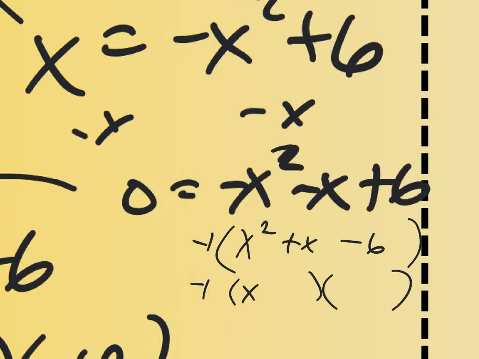And still 3 and 2 to make a 6. And then I just got to figure out which one in this case to make positive. This time I'll make the 3 positive and the 2 negative. There we go. X equals negative 3 and x equals 2.